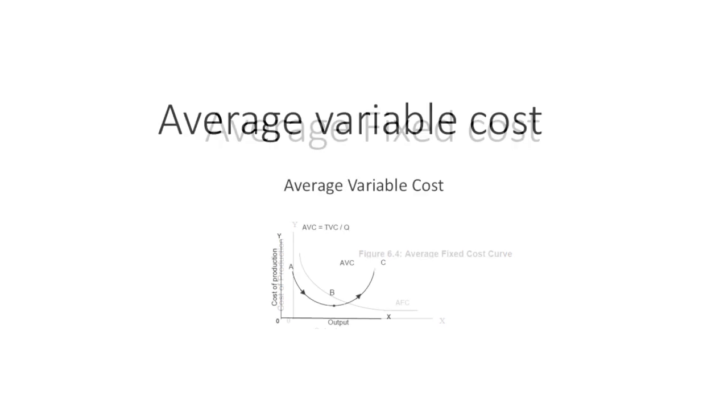Now we can see the average variable cost. See, it has three phases. One is a downward slope, then at point B it is constant, and again it is in an upward slope. Now, the decreasing phase is A to B. Average variable cost falls as output increases.